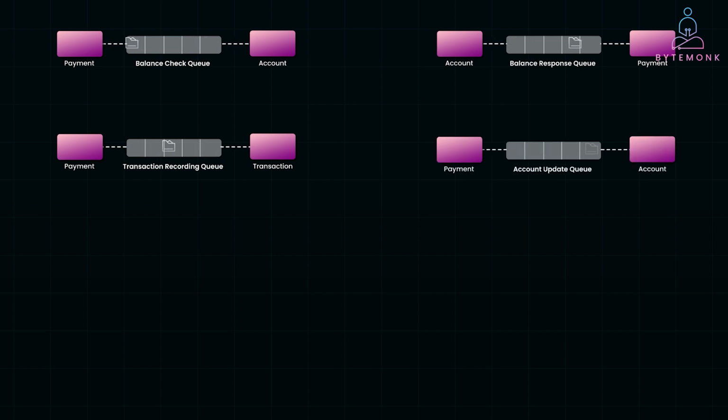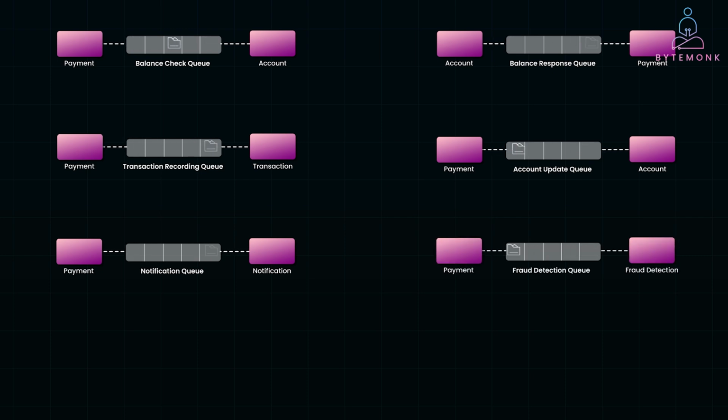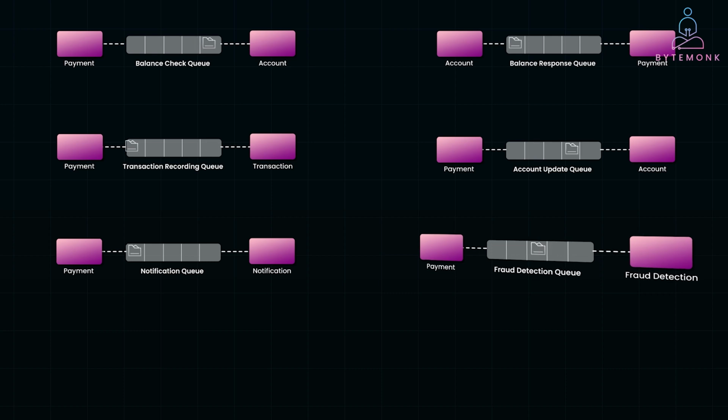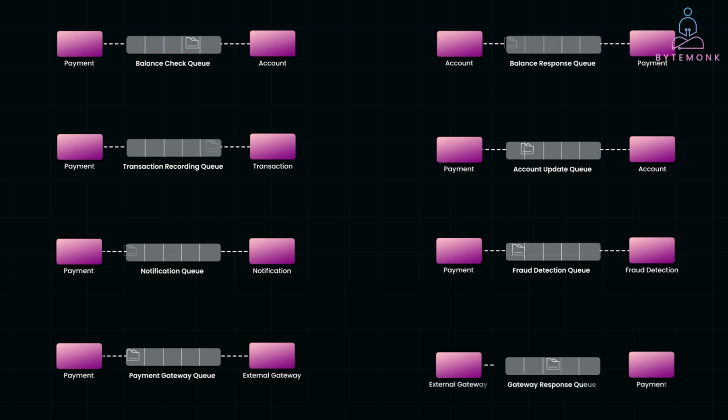Account update queue is for notifying account service to update the user's balance. Notification queue is for messages to notification service to send a confirmation to the users. Fraud detection queue is for transaction details sent for real-time fraud analysis. Payment gateway queue is for asynchronous communication with external payment gateways. And gateway response queue, which is responsible for the response from the external gateway back to the payment service.